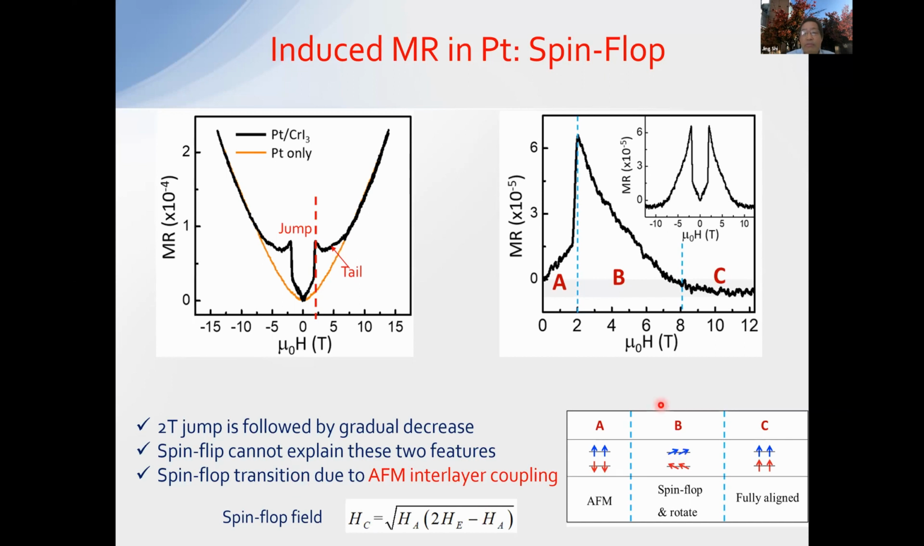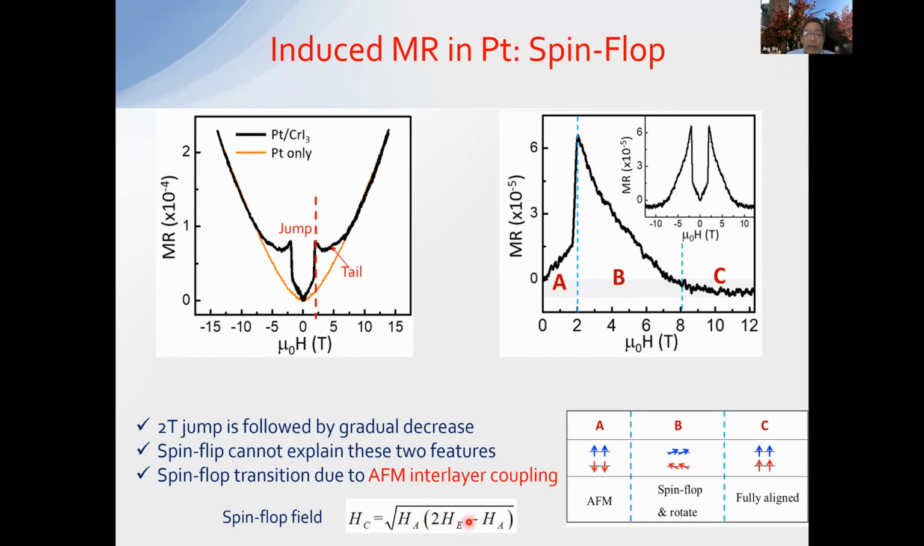So we think region 2 is this spin flopped state. After the flop, there's a rotation, right? Then the fully spin-aligned state is at this high field. This is the spin flop critical field, which depends on the exchange field and anisotropy, the competition between the two.